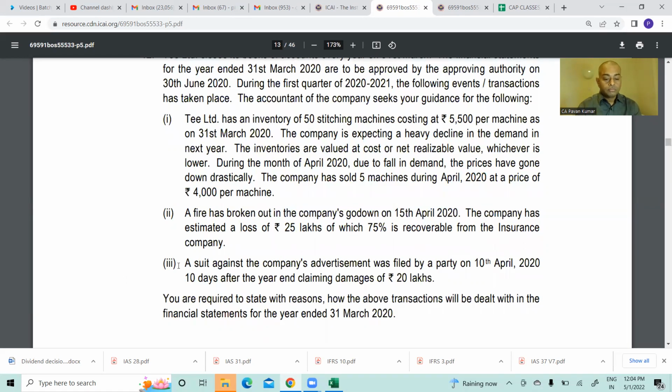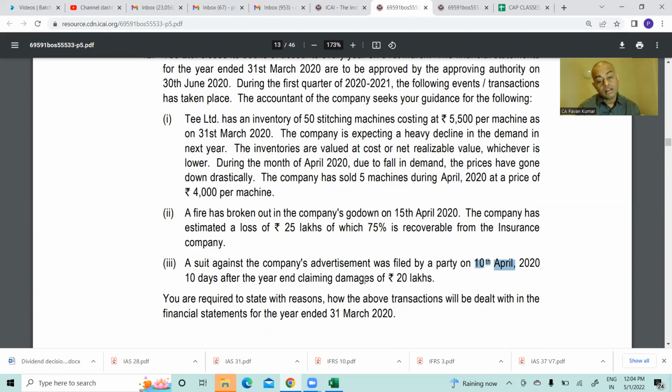A suit against the company's advertisement was filed by a party on 10th April 2020, 10 days after the year end, claiming damages of rupees 20 lakhs. Super. Put a star mark. ICA is becoming so dynamic nowadays. Suit filed on 10th April.